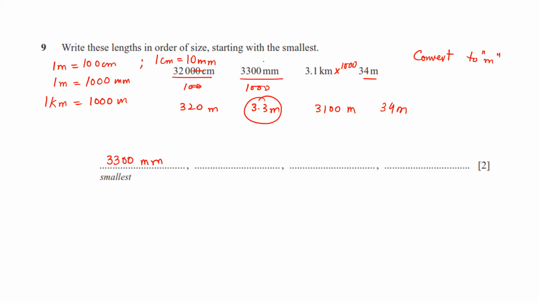So remember, in the answer, you have to write these values, not this. Then 34 meters. After 34 meters, have 320 meters. So 320 meters is actually 32,000 centimeters. And in the last one, we are left with 3100 meters, or 3.1 kilometers. So this is how your answer will look like.